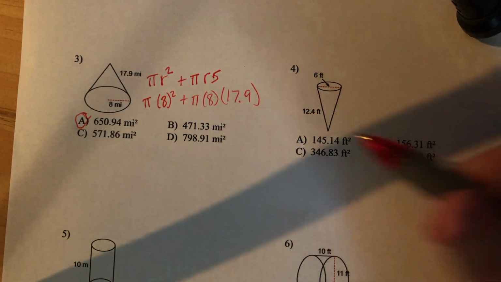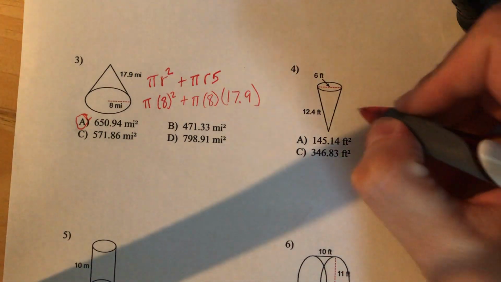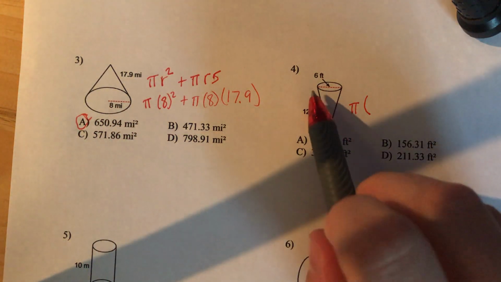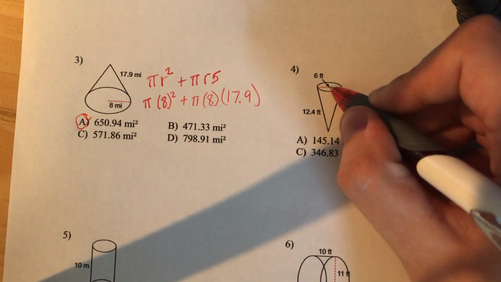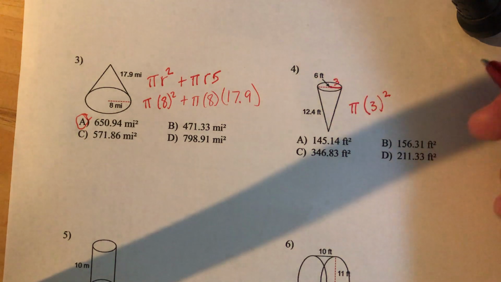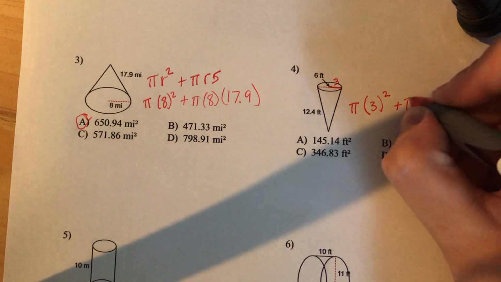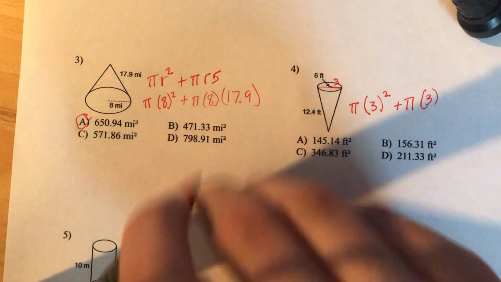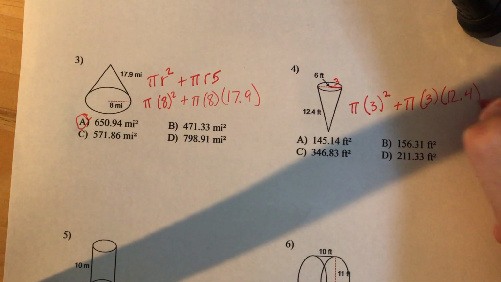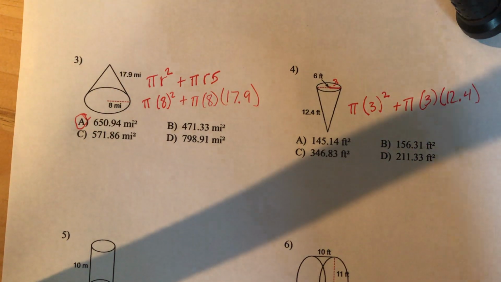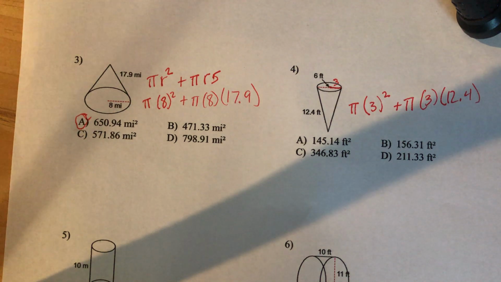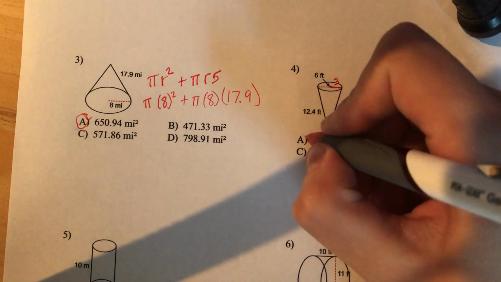All right, let's go on to the next one. Same thing, we're going to use this formula right here. Pi, and be careful, the radius was given in the last one, but here we're given the diameter. So we have to take half of the diameter, which is 3. We're going to plug in 3 for my radius, and then 3 again for the radius over here, and our slant height is 12.4. We'll put this whole thing in our calculator, and we will get 145.14. So A, again, is my answer.